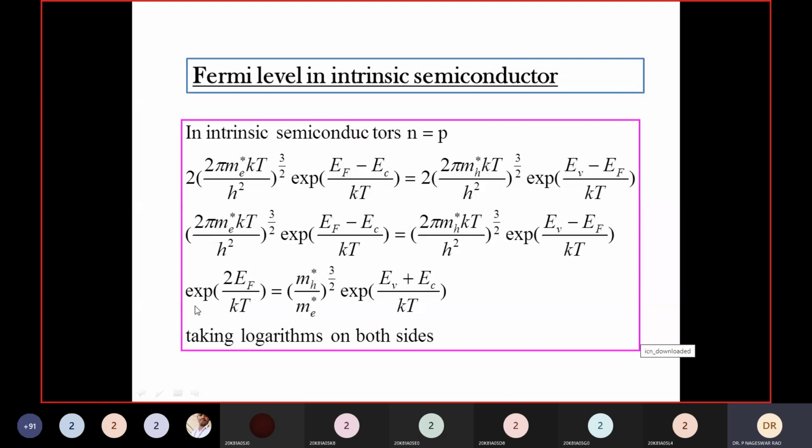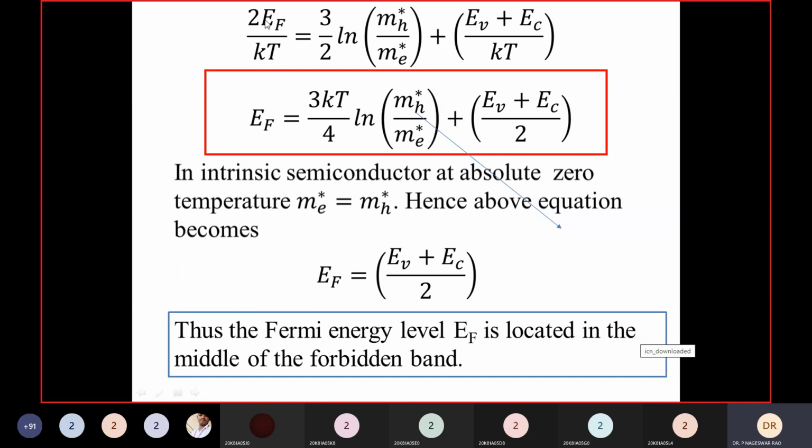If you apply the logarithm on both sides, here we have e to the power x. Log of e to the power x: since we are applying the logarithm, log e cancels and only x will come. That is why we get 2Ef/kT.